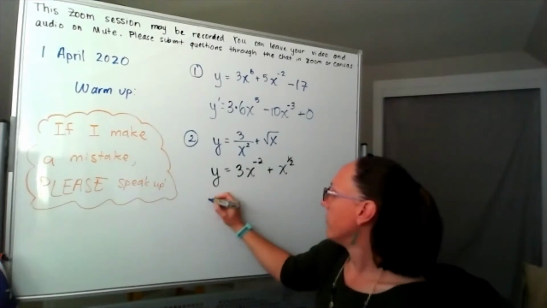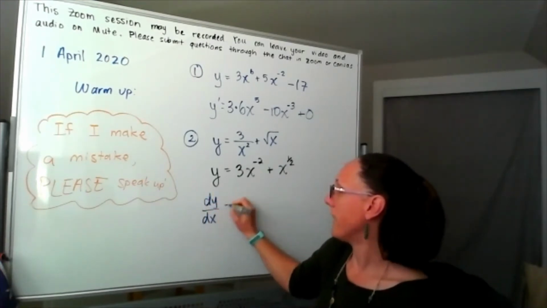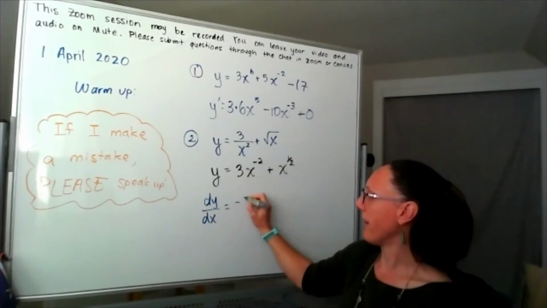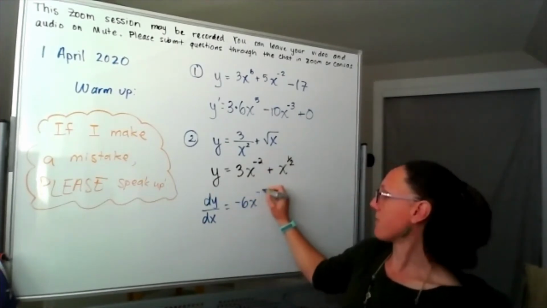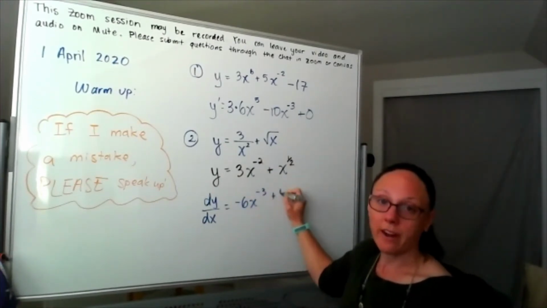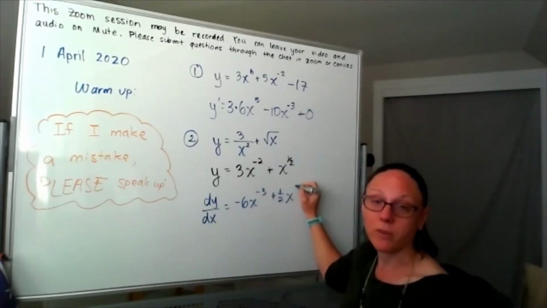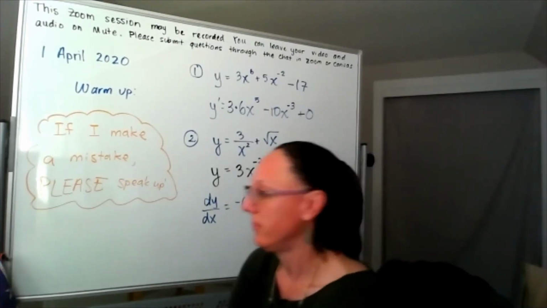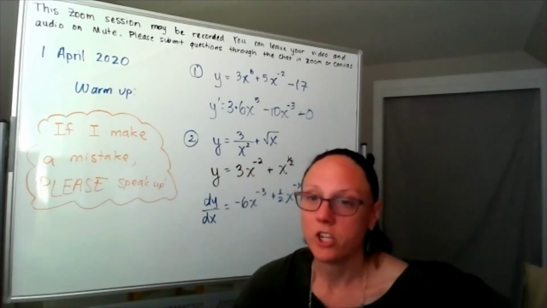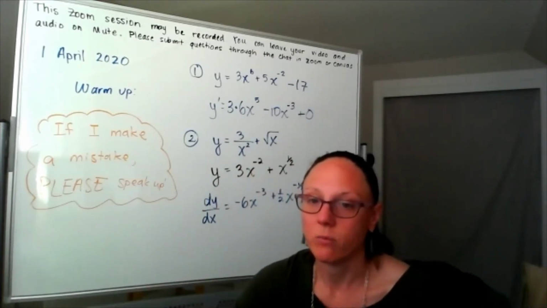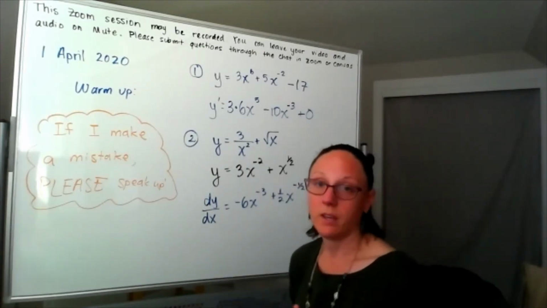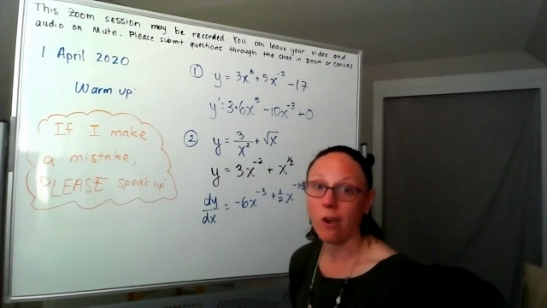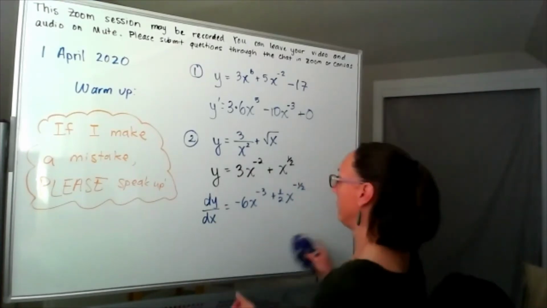So now my dy dx, same rule: bring the power down, subtract 1 from the exponent. Bring the power down and subtract 1 from the exponent. So 1/2 minus 1 is going to give me a negative 1/2. And I'm kind of watching for raised hands. You can click that raise hand button in the Zoom chat if you do want to slow me down or ask a question about something I've just written.